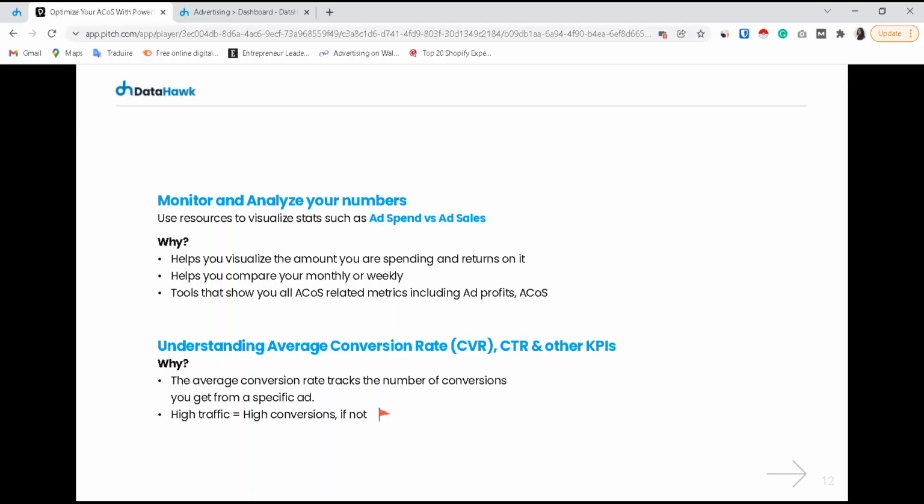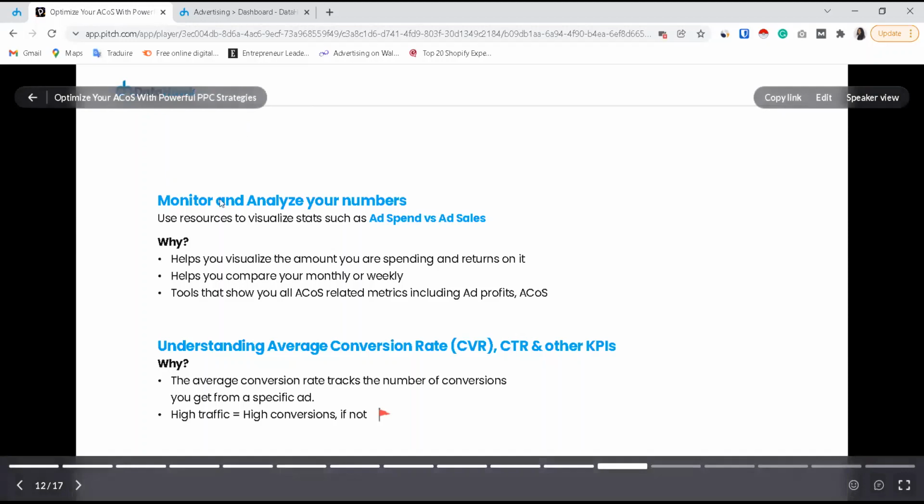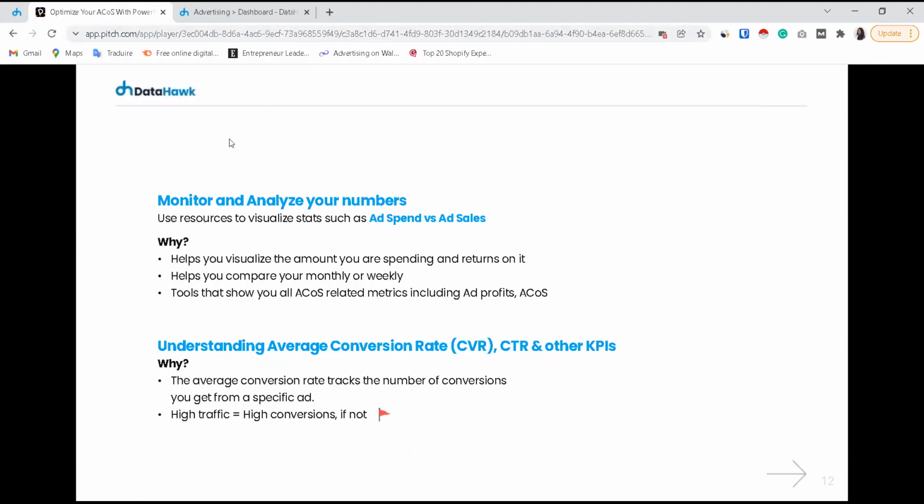Why? Especially using tools and resources that can help you visualize stats. As you rightly mentioned, ad spend and ad sales are super important, because you get to visualize the amount you're spending and the returns on it. It helps you compare your monthly and weekly numbers, and it's even better if it shows you things like ad profits and ACoS. There are multiple different tools available, of course, but I would like to draw attention to the tool that we have come to love here at DataHawk. Yeah, no surprise there.